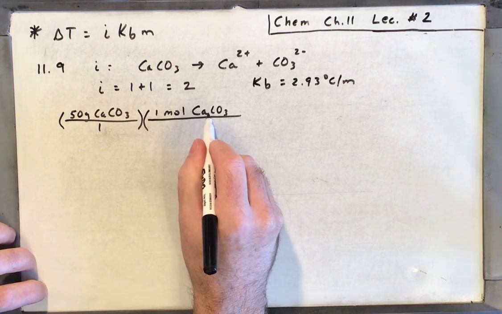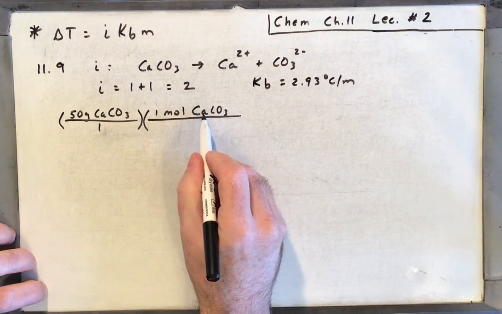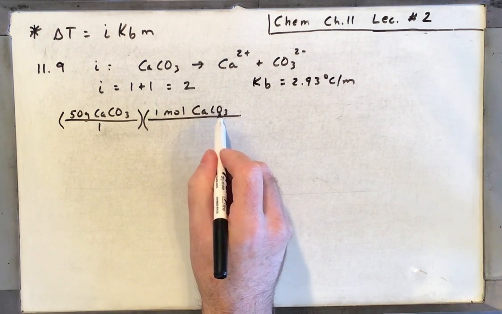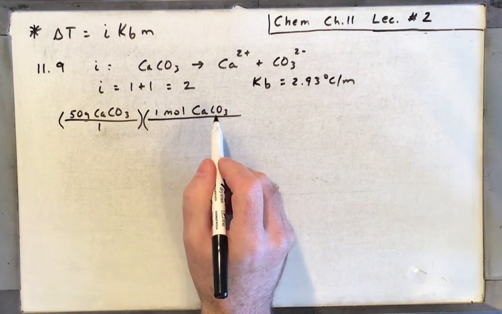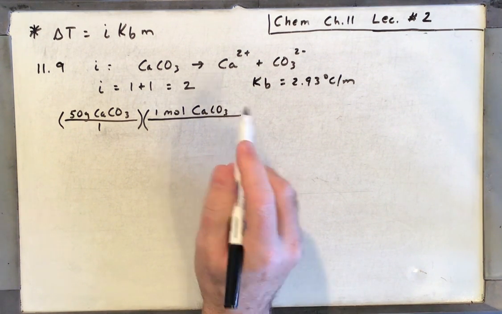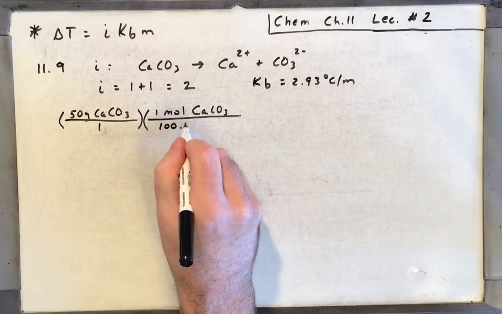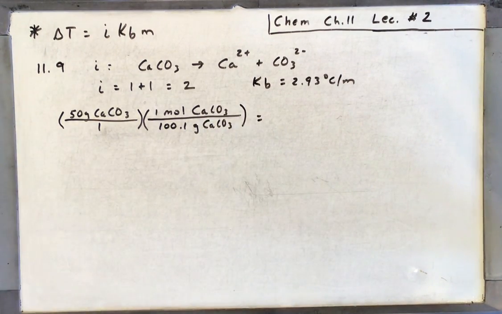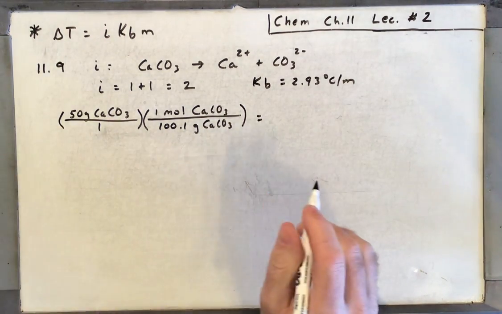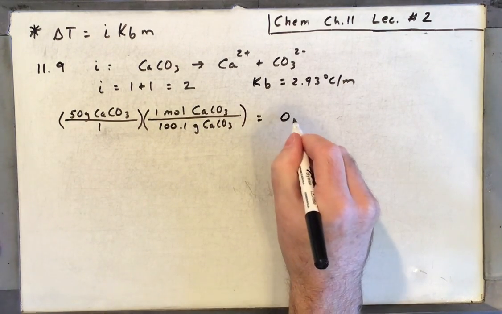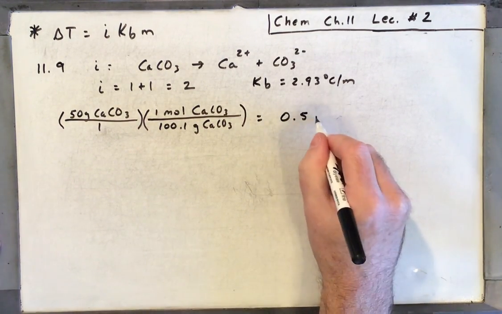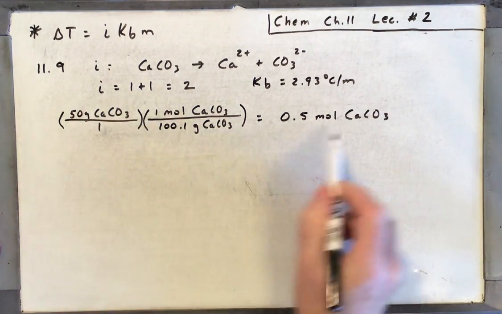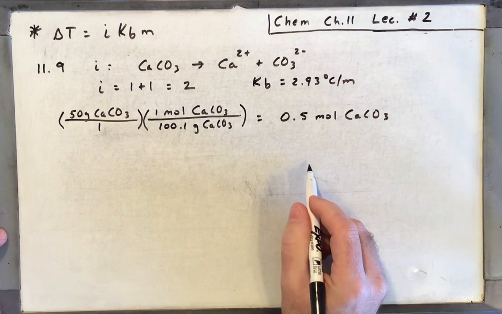Add up calcium carbonate. So for calcium, you'd have 40.1, I believe. Carbon 12, oxygen 3 times 16 would be 48. So that's going to add up to 100.1 grams. Put that in the calculator, you get a nice 0.5 moles of CaCO3. You might not even have to put that in your calculator: 50 divided by 100, 0.5. Okay, so you've got that.